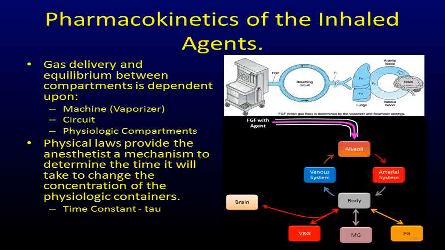Here's a picture out of Morgan and Mikhail. It kind of gives you a visual of the machine, your circle system, your Y piece, because your Y piece is where you are measuring your concentration of agent. And what is the unit that you use to measure that concentration? MAC. MAC is that unit.